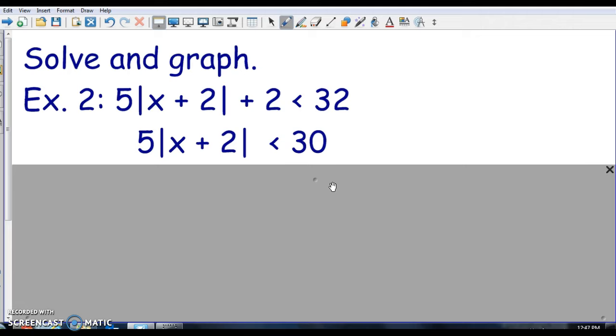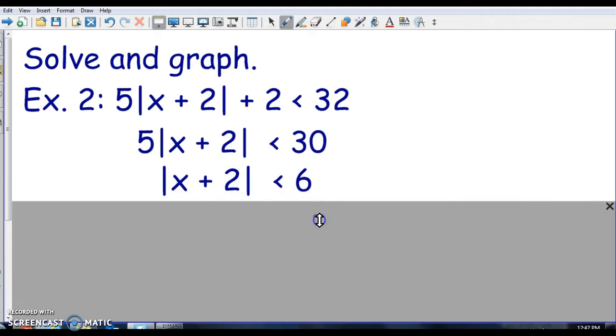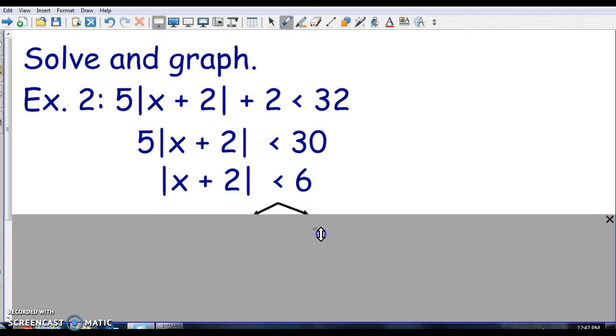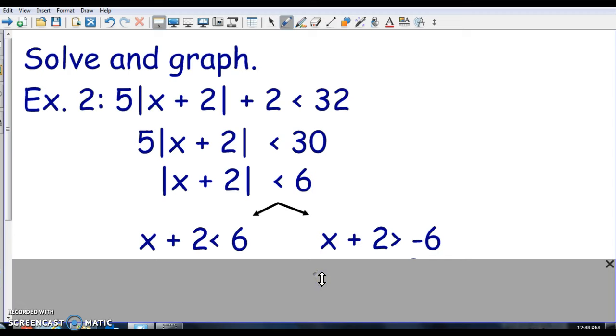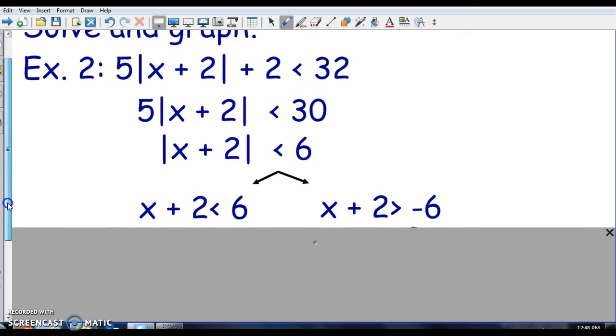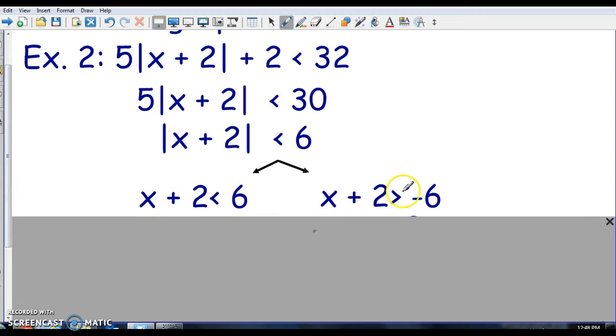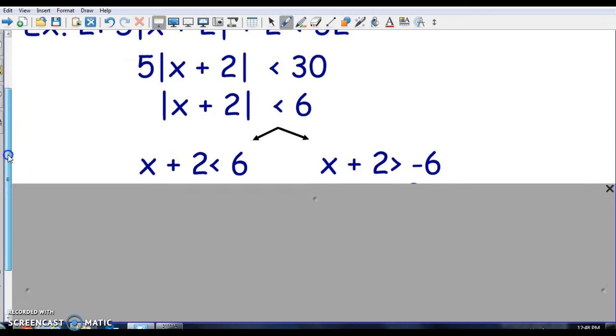Then I'm going to continue to solve. So I'm going to divide by 5, and I'm going to have the absolute value of x plus 2 is less than 6. From there, because there's nothing in front or behind the absolute value, I can split it. So I'm going to have x plus 2 is less than 6, and x plus 2 is greater than negative 6. Because when I do the one over here and make it a negative, I flip the inequality.